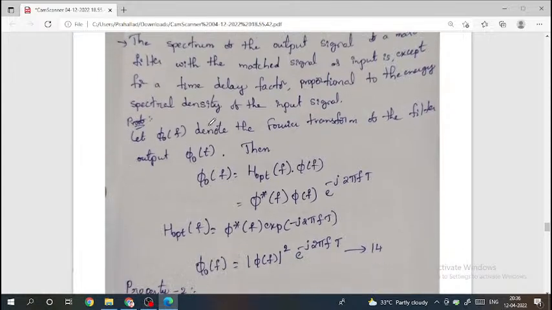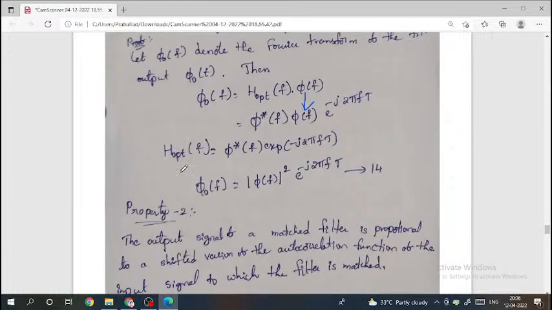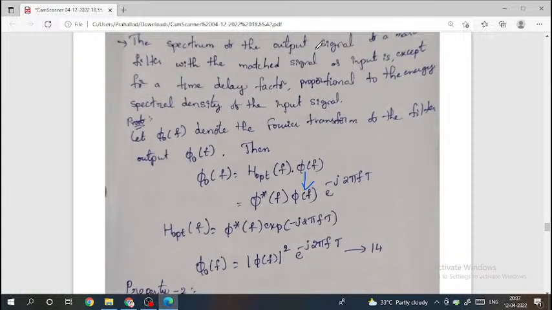What is the proof? Let phi naught of f denote the Fourier transform of the filter output phi naught of t, then phi naught of f is equal to the transfer function multiplied with the input. This already we have: phi star of f into e power minus j 2 pi f T. Then phi naught of f is equal to phi star of f into phi of f, you can write it as mod phi of f squared into e power minus j 2 pi f T. So this property is satisfied. Proportional to the energy spectral density. So this is the energy spectral density of the input signal.